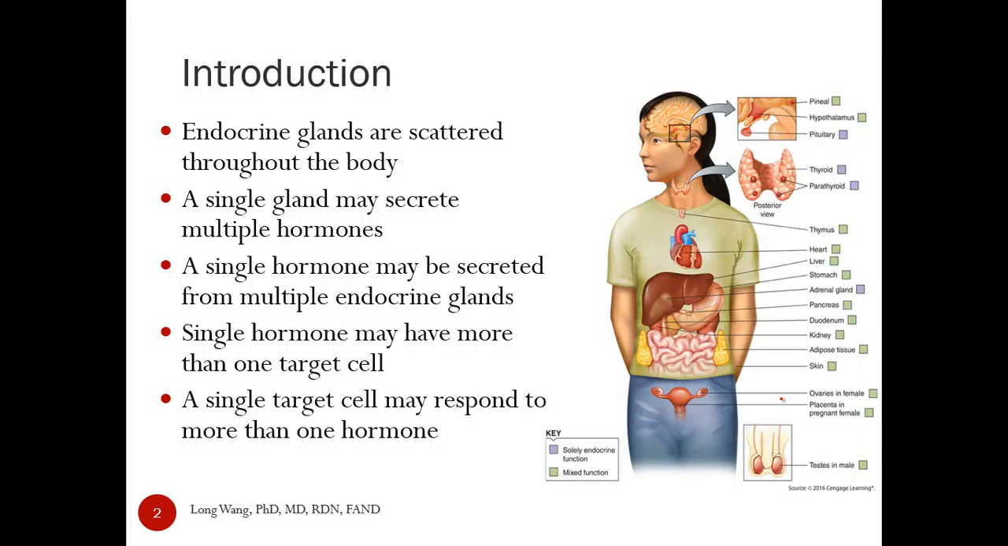For all the hormones to have effects, the target cells need to have specific receptors to bind to these hormones. So no matter what cells we're talking about, as long as these cells have the specific hormone receptor, this particular hormone will have effect. That's why we were saying a single hormone may have more than one target cells. At the same time, a single target cell may also respond to more than one hormone as long as this cell has receptors for different types of hormones.